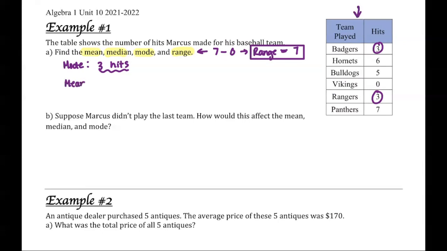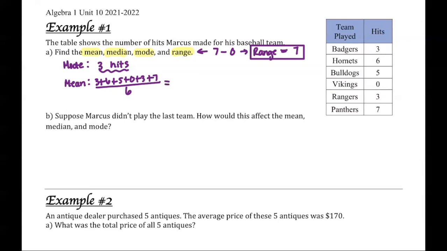The first one we're going to actually go about calculating is the mean. And the mean is when we take all of our data points and we add them together and we divide by how many data points we have, or how many games he had hits in. So we're going to do that here. We're going to take all of our games. I'm going to take 3 plus 6 plus 5 plus 0 plus 3 plus 7, all 6 of his games, and we're going to add them together and divide by how many games he played in, which was 6.